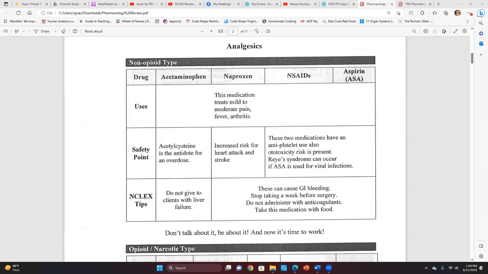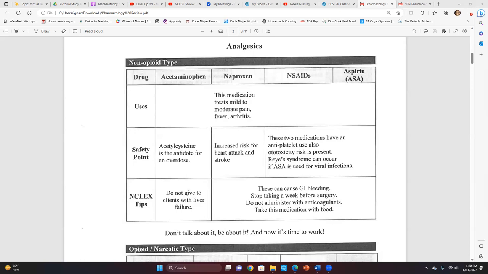With NSAIDs and aspirin, they not only have the antiplatelet property, but we also have to monitor for ototoxicity. There is a risk for damage to the hearing. So if a question says the patient is taking NSAIDs or aspirin and they have ringing in their ears, which is tinnitus, or difficulty hearing or changes in their hearing, you should know that this patient has ototoxicity.